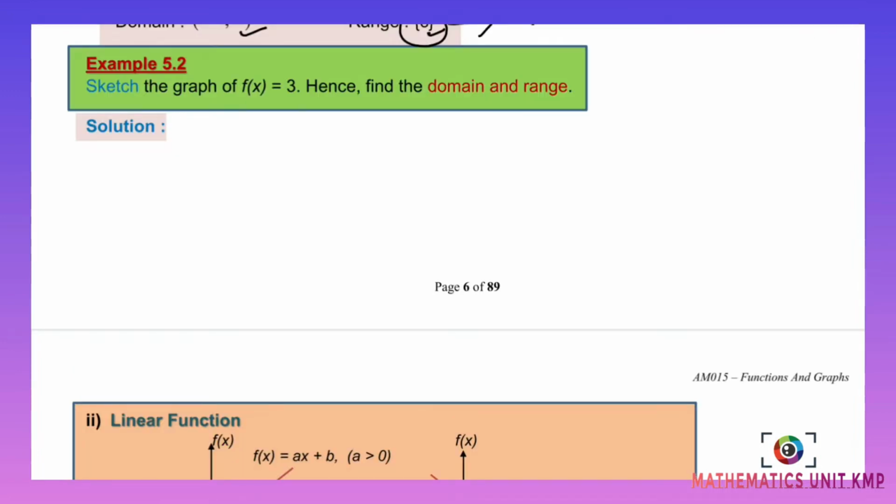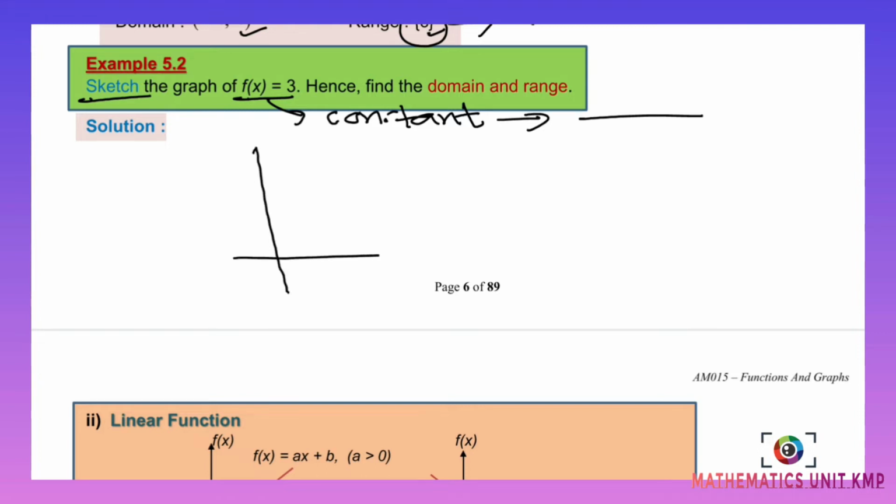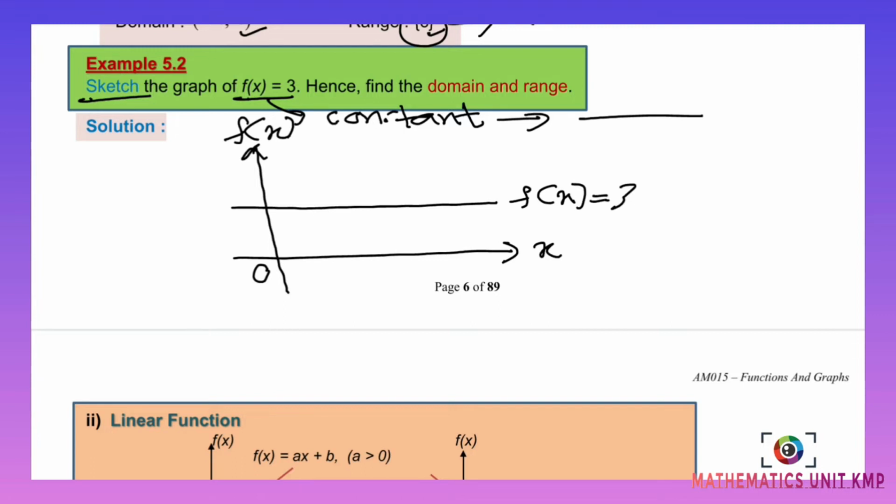Sketch the graph of f(x) equals 3, hence find the domain and range. So this one is f(x) equals 3, and by now you should know this one is a constant, right? Which means it's just a straight line, right? So we have to sketch. First, we label this one as x and label this one as f(x). So this one is 0, or origin. Where is 3? 3 is somewhere up here, right? And you label your function, so f(x) equals 3. Settle. So hence find the domain and range.